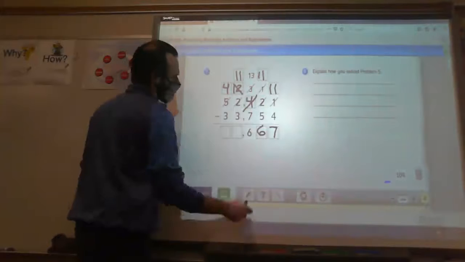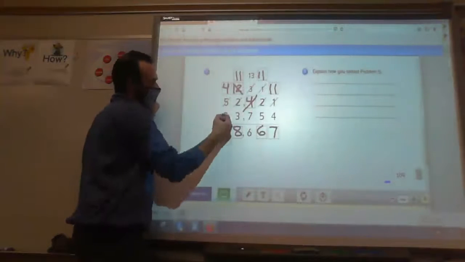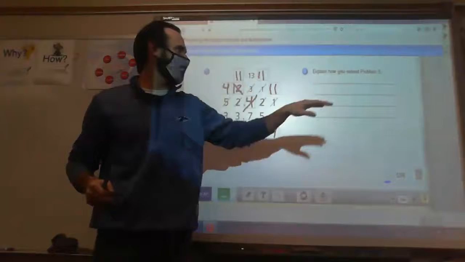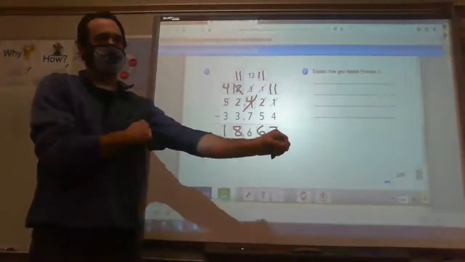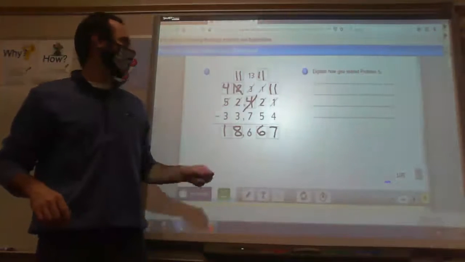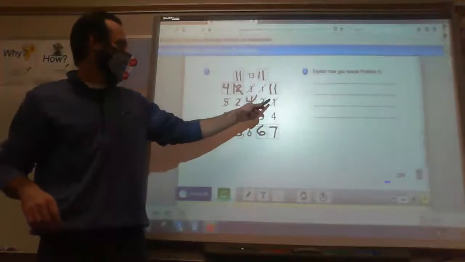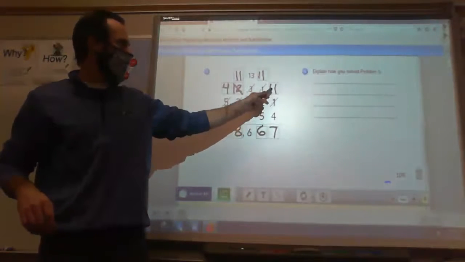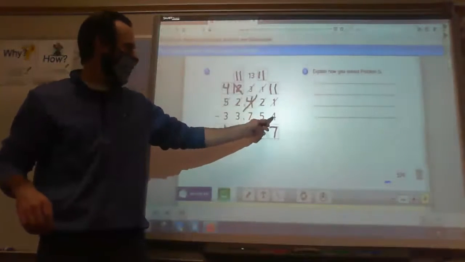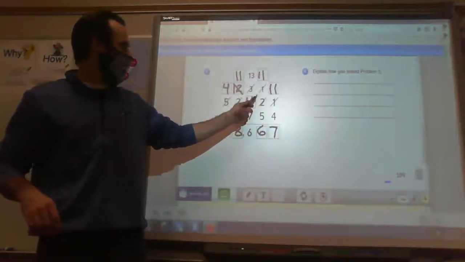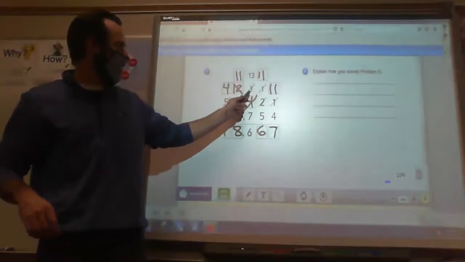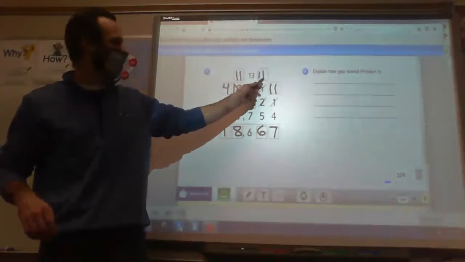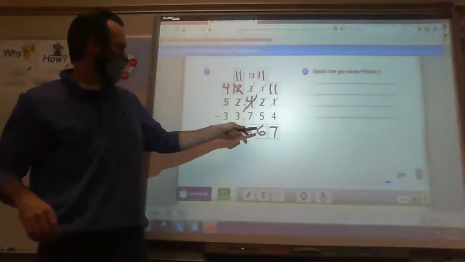11 minus 3 is 8, and 4 minus 3 is 1. So again, if I'm doing this, and they didn't give you enough room to write, explain how you solve problem 5. I regrouped from the 10 spot to make the 1 an 11, and did 11 minus 4. I had to regroup again from the hundreds place. I crossed out the 4, so I could make it an 11 in the tens place. 11 minus 5 is 6.